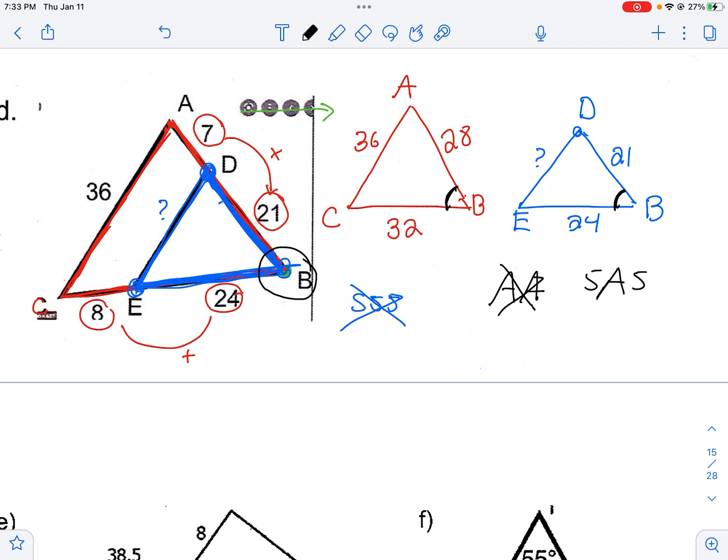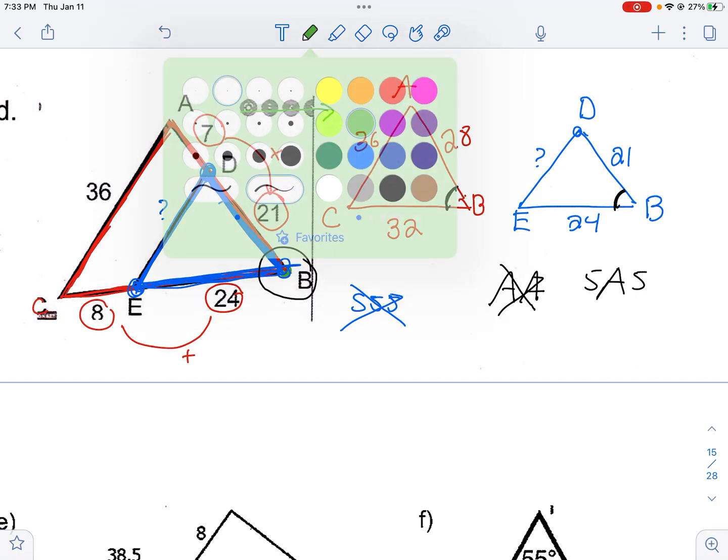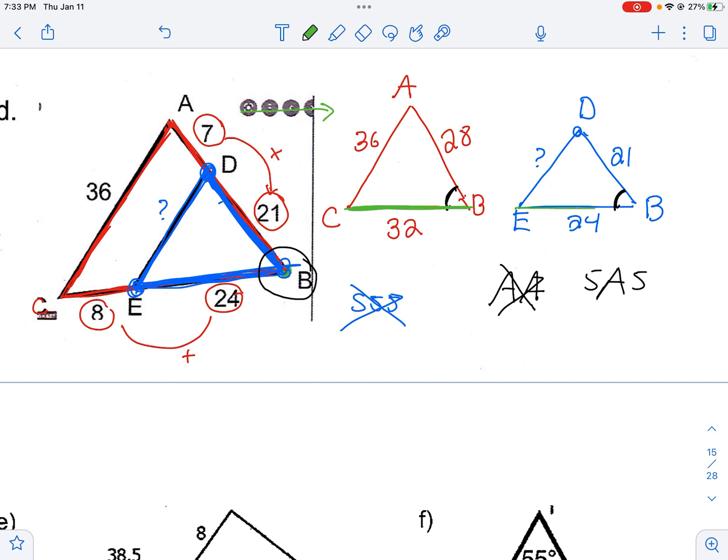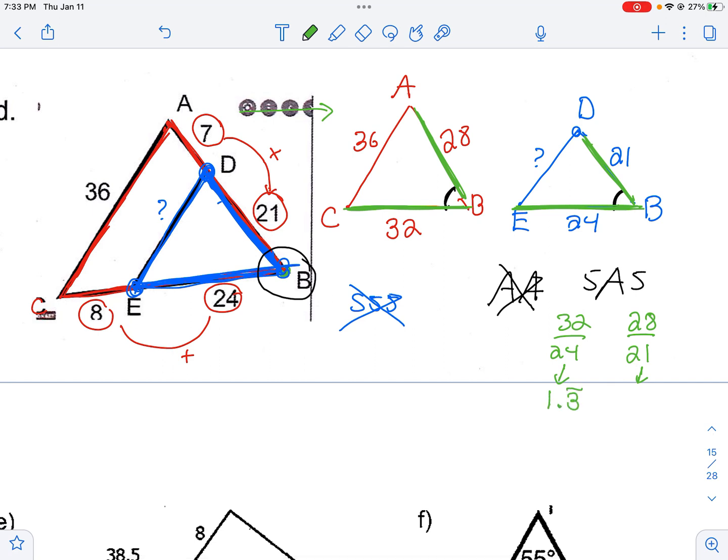In order to prove side angle side, I'm going to look at the sides on either side of that angle. So for example, here we've got this 32, and we're going to compare that to the 24, and I'm going to write a ratio, 32 over 24. And then I'm going to look at the other pair of sides, 28 and 21, and I'm going to write a ratio, 28 over 21. And now I have to prove that these ratios are the same. So again, you can reduce the fraction. If you're not good at reducing, you can turn them into decimals. 32 divided by 24 is 1.3 repeating, and 28 divided by 21 is 1.3 repeating.